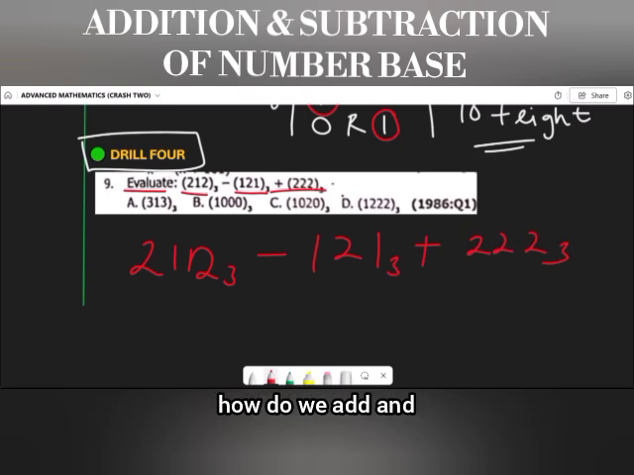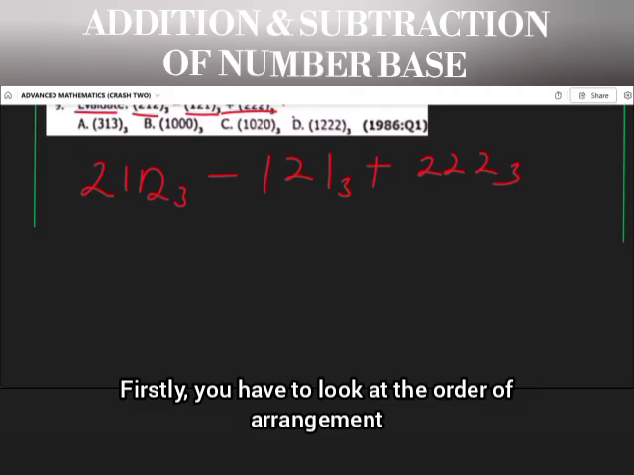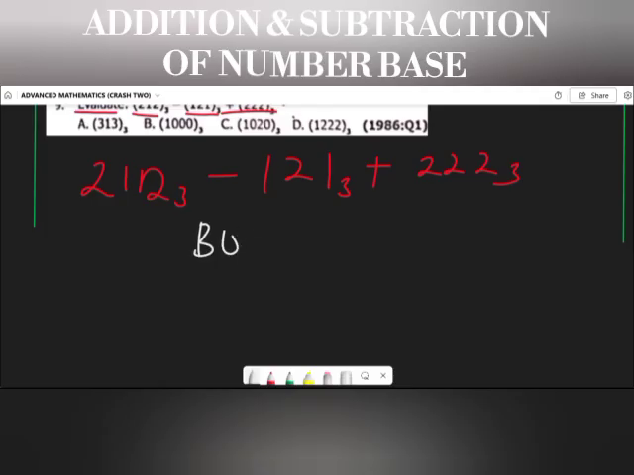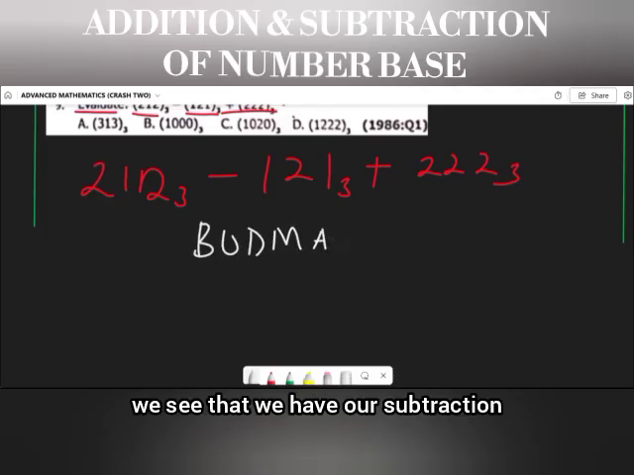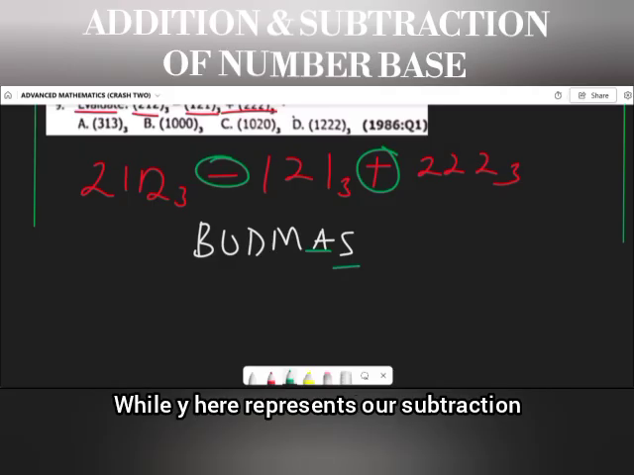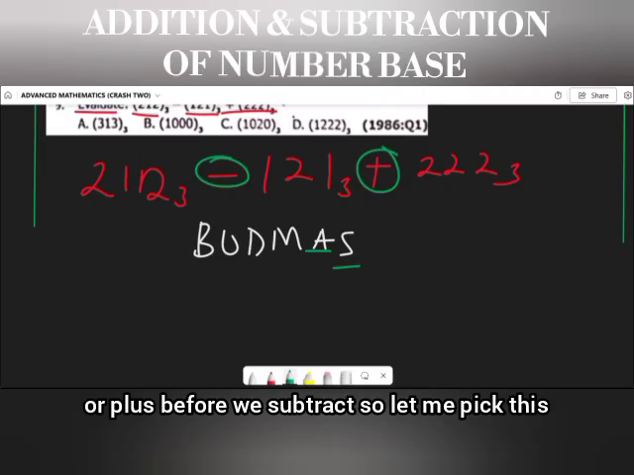Now, how do we add and how do we subtract this in number base? The way you do this is just simple. Firstly, you have to look at the order of arrangement, making use of the rule we call BODMAS. When we consider BODMAS, we see that we have our subtraction, then our addition. Between addition and subtraction, which of them comes first? Addition comes first. So that means we are going to add up first before we subtract.